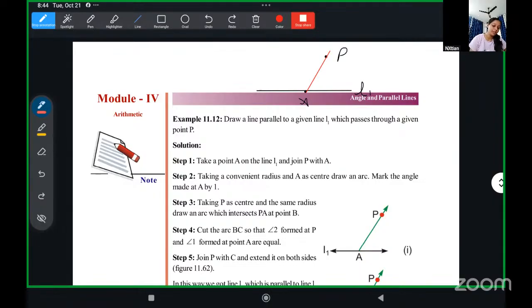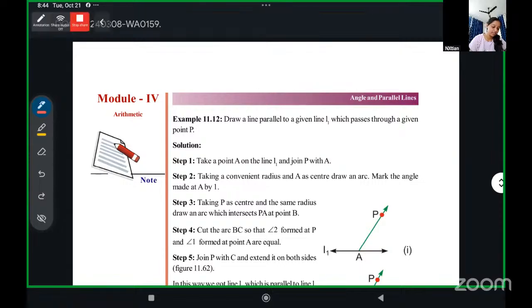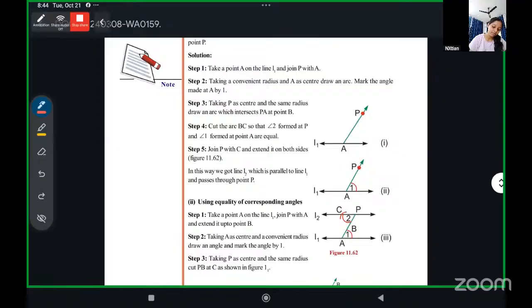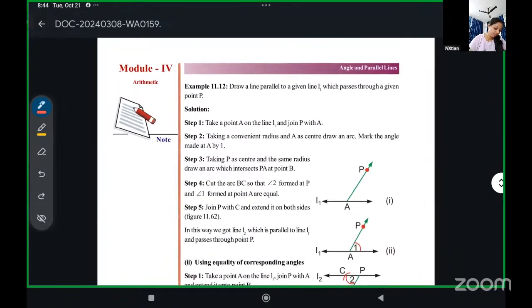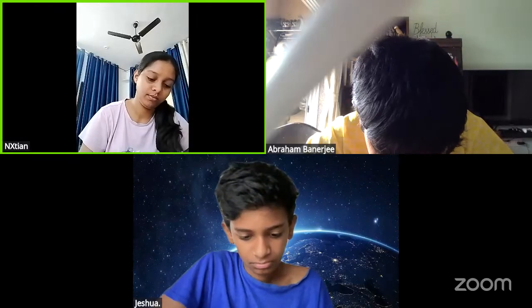Do you want me to do it bigger, like on this whiteboard? Oh, ma'am, that size was enough. Because we will cut angles, so I think we need a bigger size.